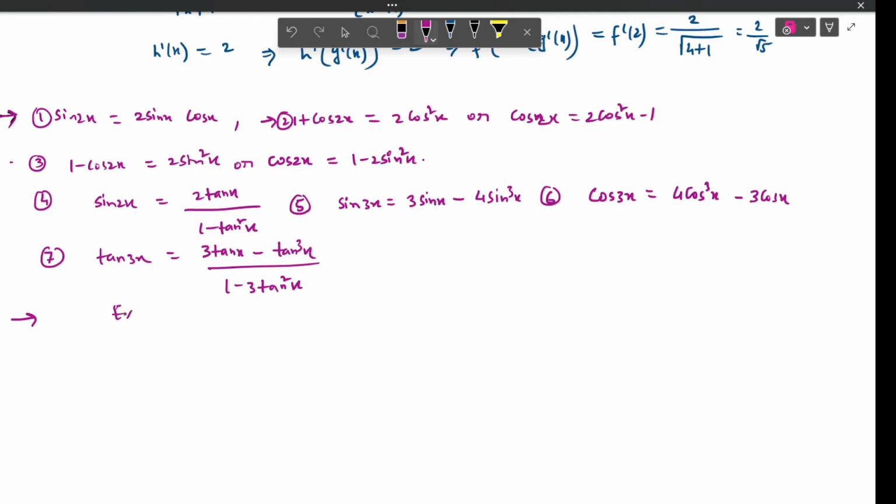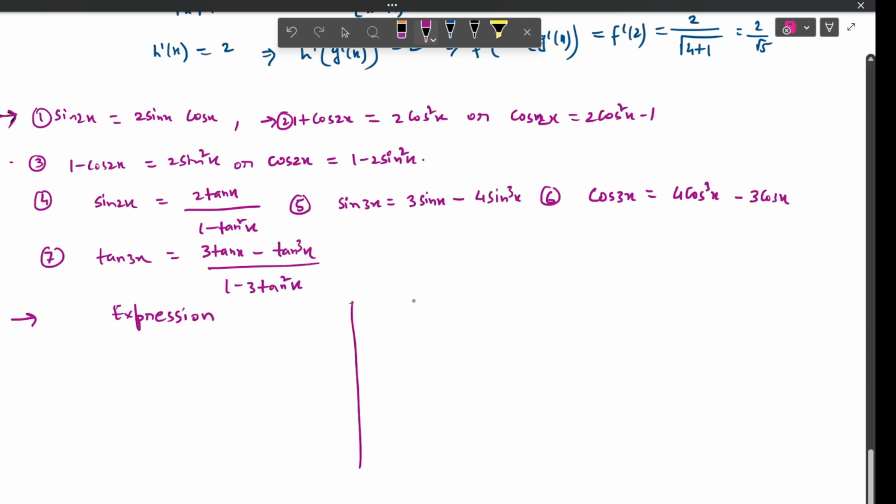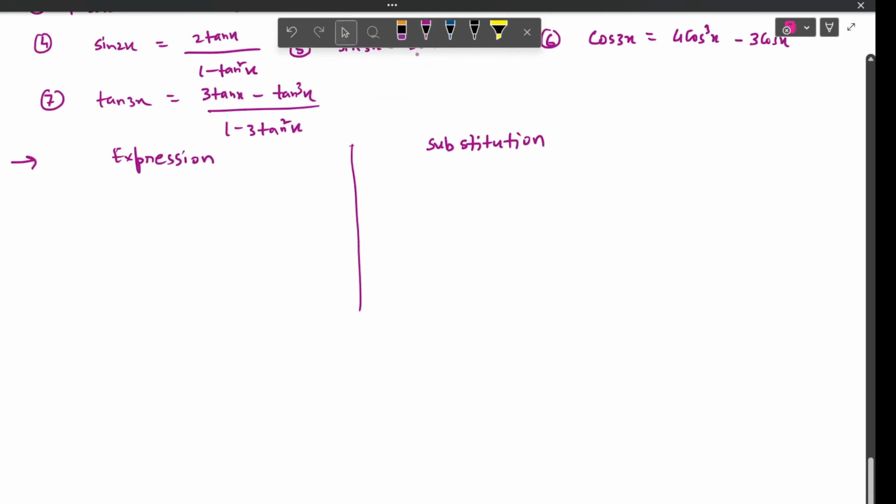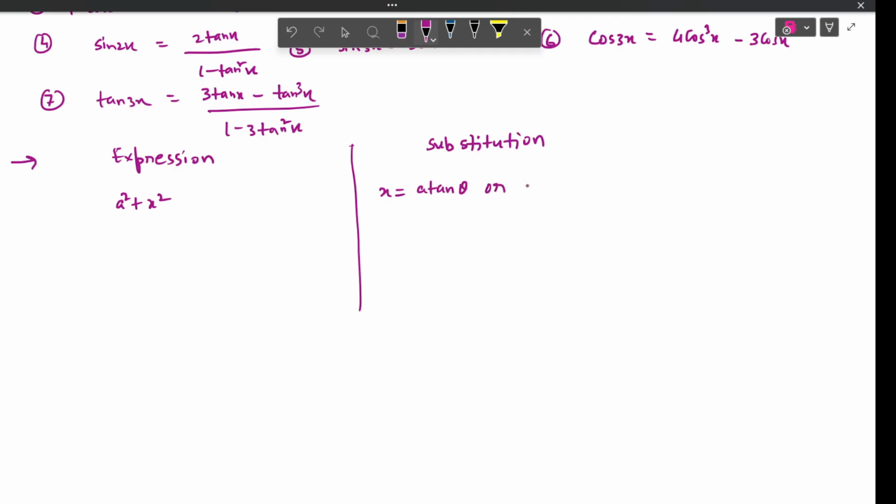if there is any expression, and what you have to substitute. If there is any expression something like this, a square plus x square, then you have to substitute x equals to a tan theta or a cot theta. If there is any expression as a square minus x square, then you have to substitute x equals to a sin theta or a cos theta.